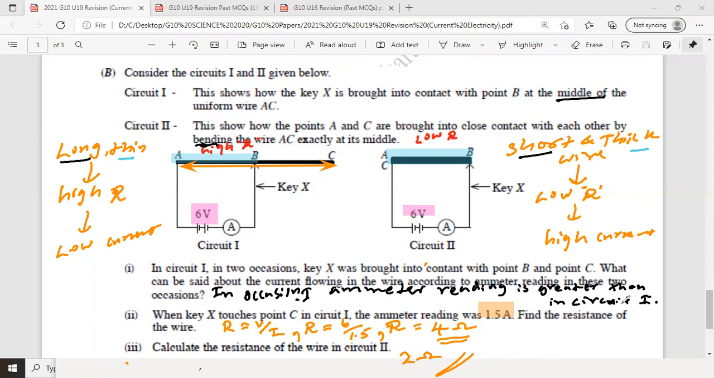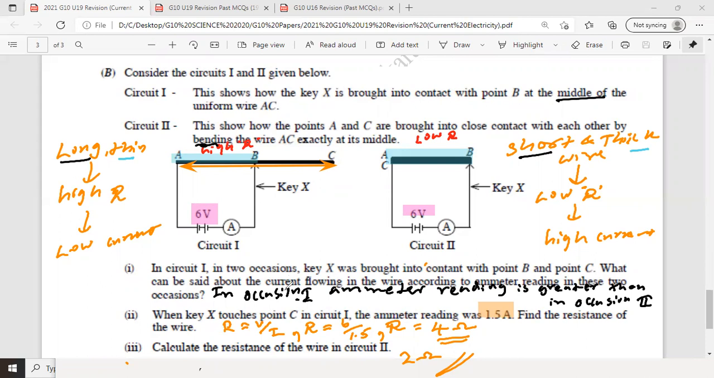Ammeter reading is greater than in occasion 2, because in occasion 1 at point B the length is short, and at point C the length is more, resistance is high, current is low.